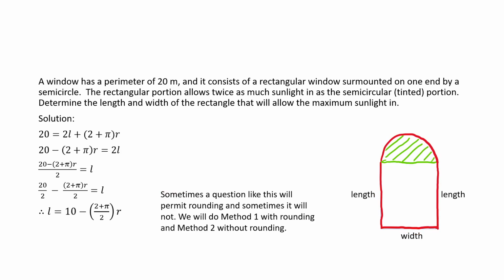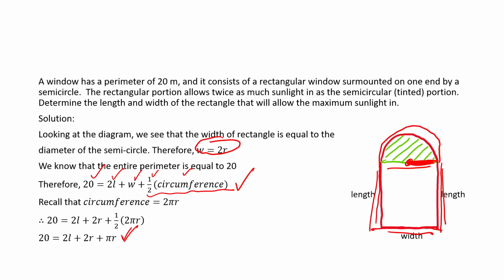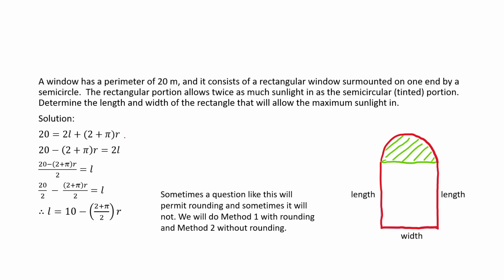So what we can do now, we're going to try and isolate R. So if we go back, we see that it says at the bottom there 2R plus pi r. Let's call that 2 plus pi times r. We factored out the r and put it on the right-hand side of the bracket. So it's 2L plus the quantity 2 plus pi times r. So that's what we've got written here.